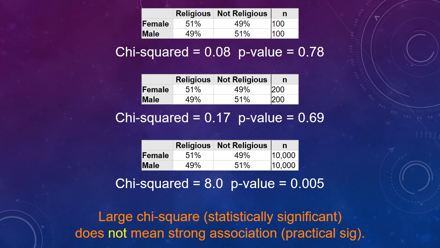In this last table, it appears we have evidence for an association between gender and religiosity, but the conditional proportions are still the same. The strength of that association, if there really is one, is very, very, very weak. But since we have such a huge sample size, we have power to detect very, very weak associations.